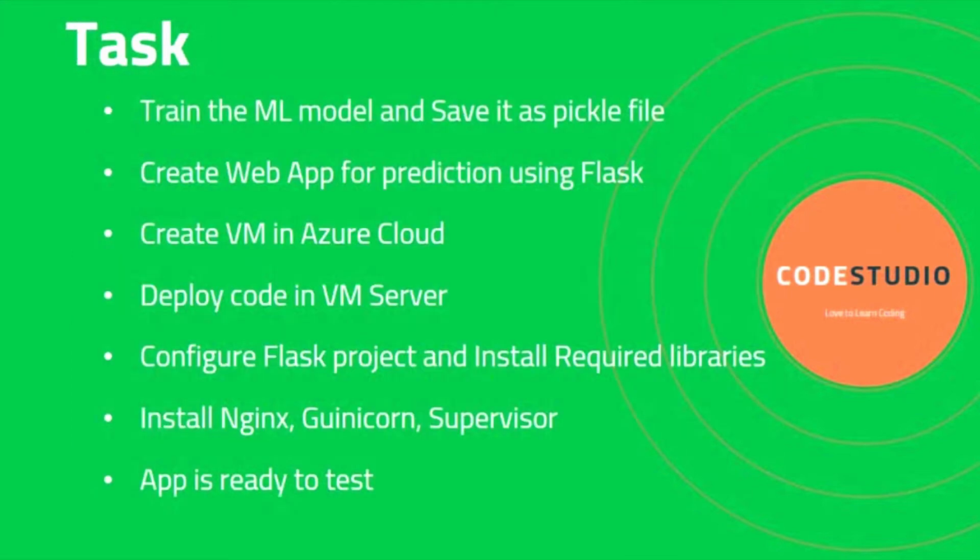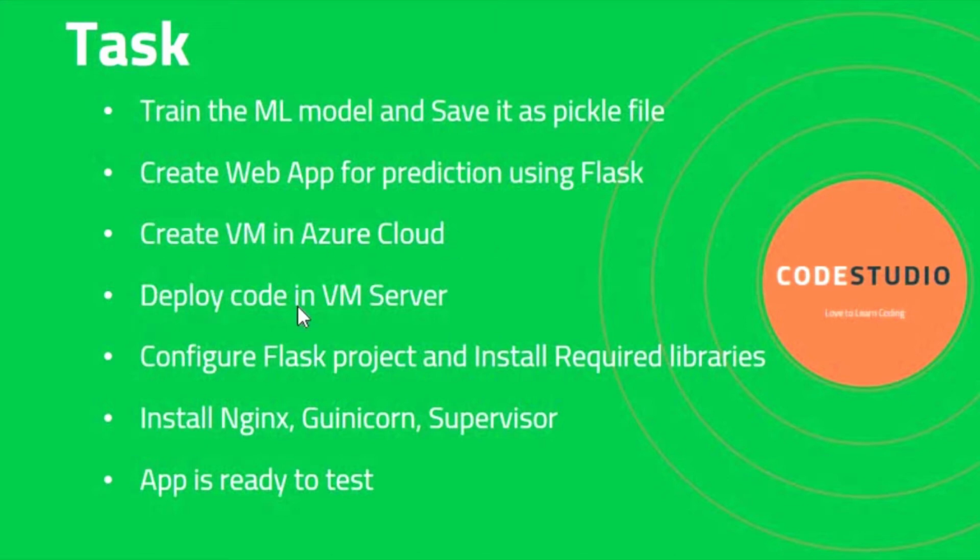Now here is the task list which we are going to perform to deploy a machine learning model into the Azure cloud platform of the IaaS cloud model. So the first step is we'll train the model and save it as a pickle file. The second step would be to create a web app for prediction using Flask. The third step would be to create a virtual machine in the Azure cloud platform.